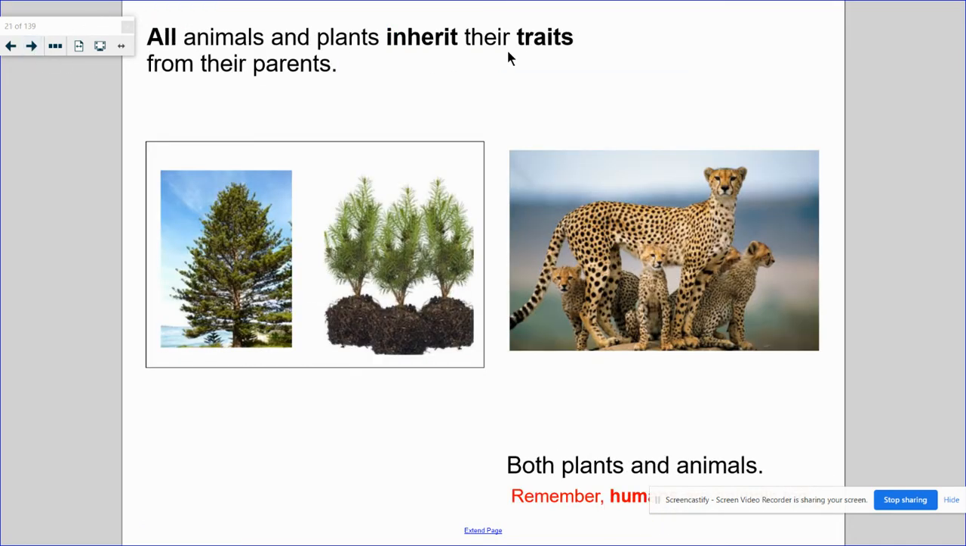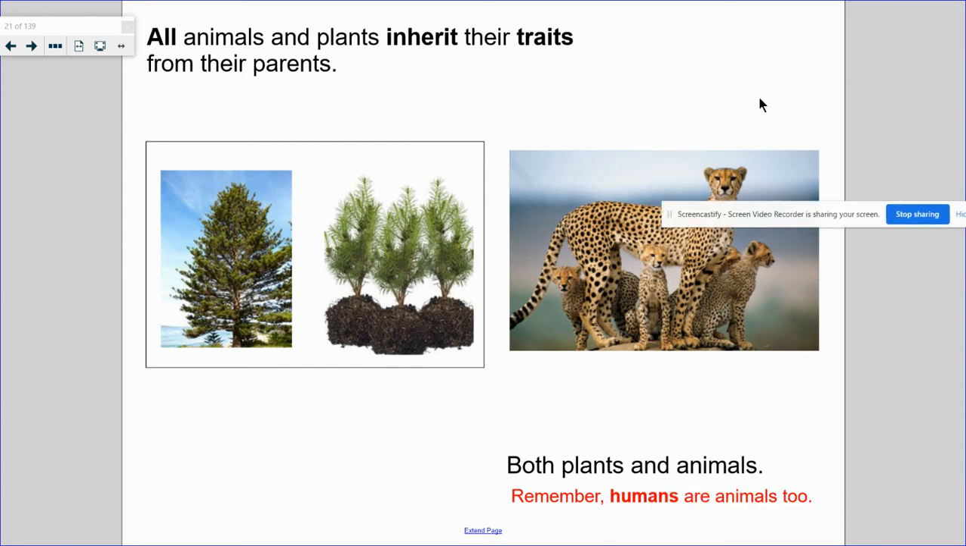All animals and plants inherit their traits from their parents. So, just like we learned earlier, this little seedling here will eventually grow up to be a big tree like this if it came from this big tree. These baby cheetahs, I'm pretty sure it's a cheetah, could be a leopard, will eventually grow up to look like its parent right here with all the spots. And you can see that the baby cheetahs even have spots just like its parent.